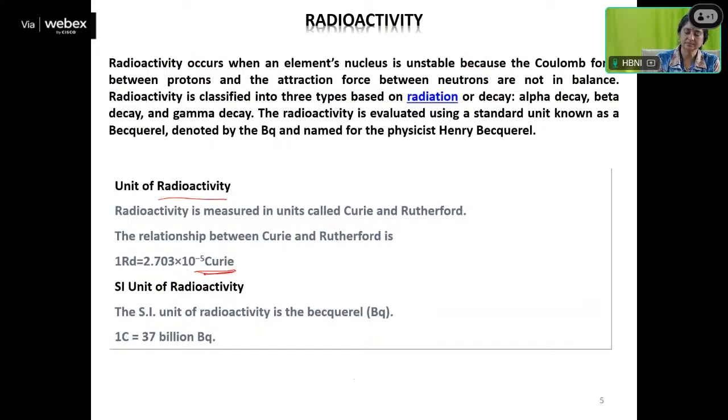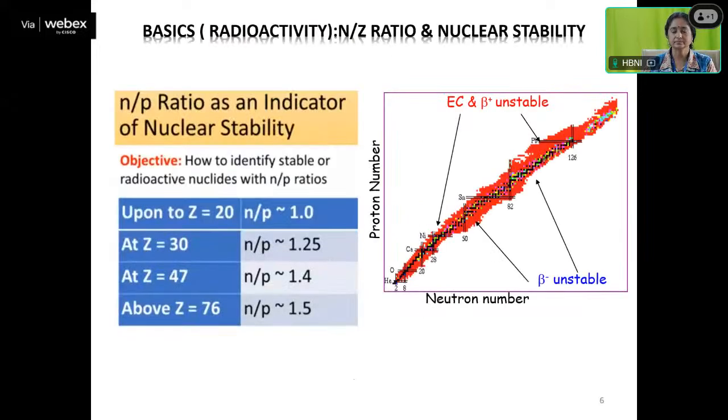So this is the Curie, and then this is the Becquerel. One Curie equals 37 billion Becquerel. All these things you have to be aware of while doing neutron activation analysis.